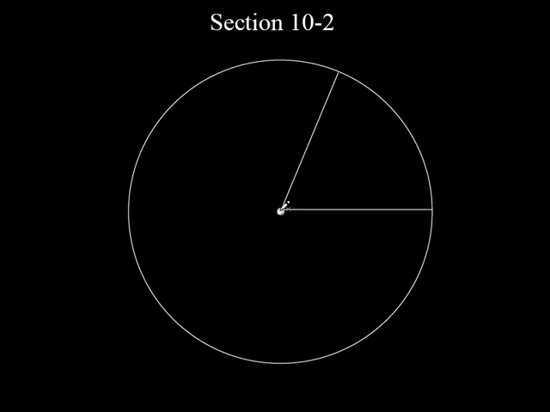Look, I drew 2 radii. By definition, they both have to hit the center of the circle. Would you agree? They hit the center of the circle, and then they hit a point on the circle. Everybody got that? Let's label these. Let's call this A, call this B, and call this C.